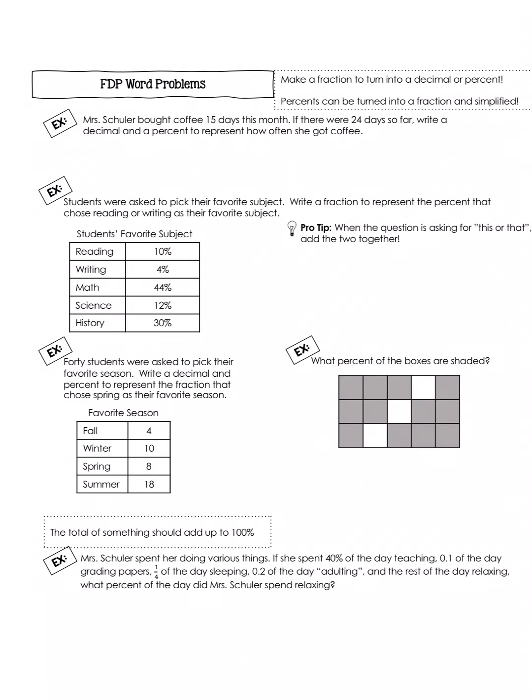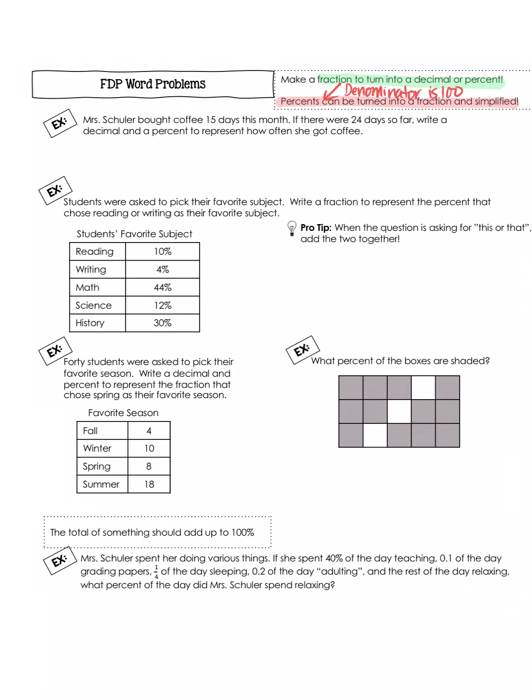Okay, now we're going to talk about some fraction, decimal, percent word problems. The first type of problems we're going to talk about is you can always make a fraction into a decimal and percent. And percents can be turned into a fraction and simplified as well, because we know the denominator of a percent would be 100, because percent is out of 100. So let's do this first example.